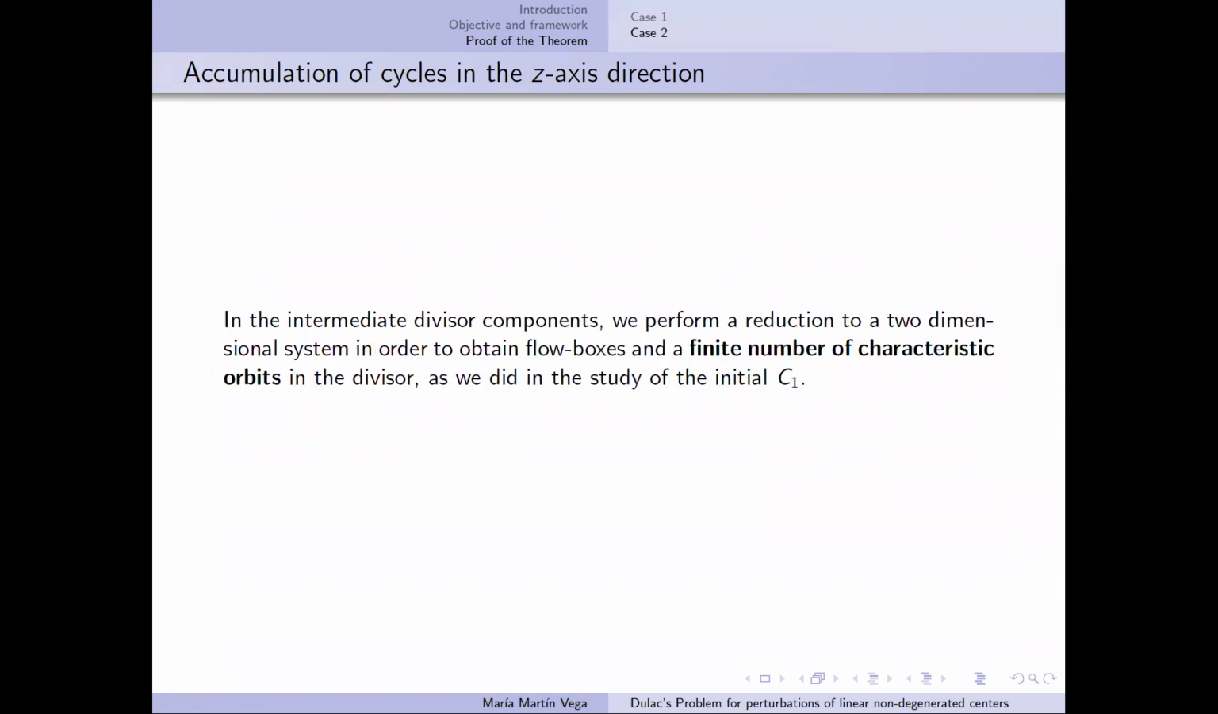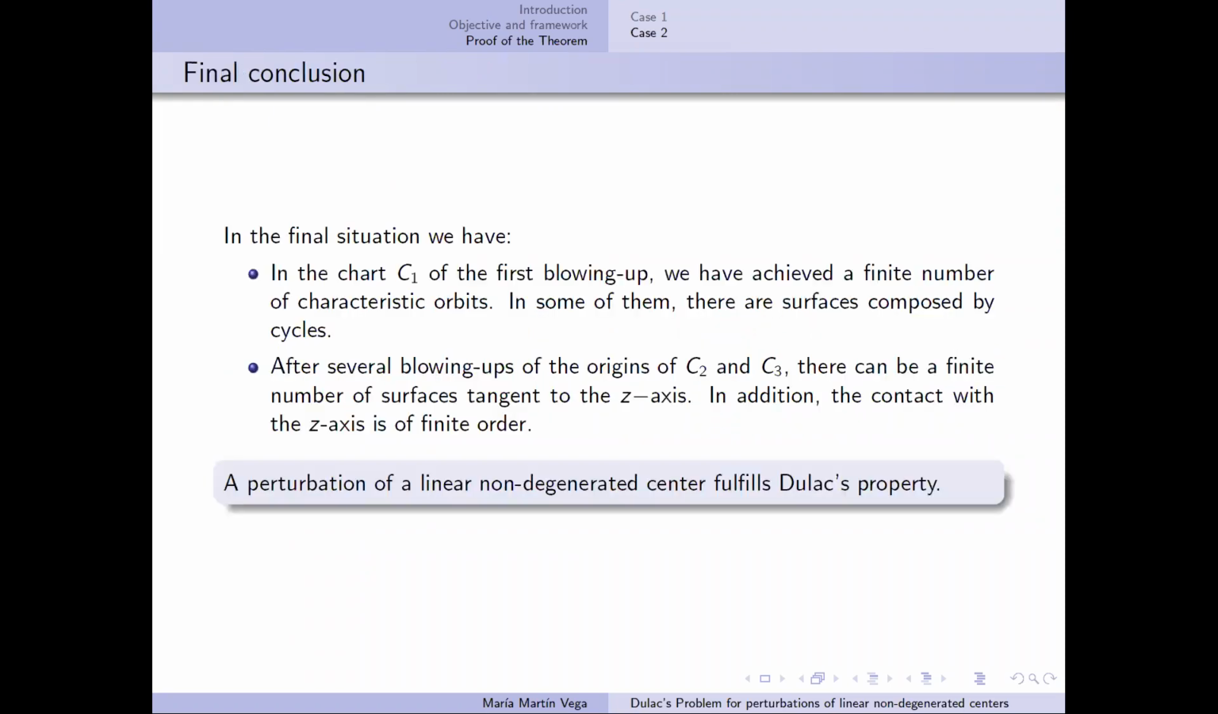So what we need to study is the intermediate charts, but the intermediate points of these charts are studied similarly to the chart C1 that we did at the beginning. So in the final situation, the first chart is given a finite number of characteristic orbits, and only inside of them can we find surfaces that are composed of cycles.